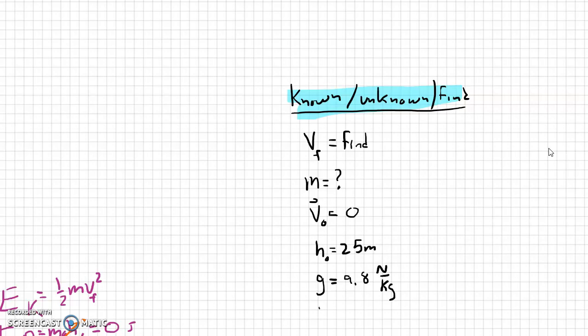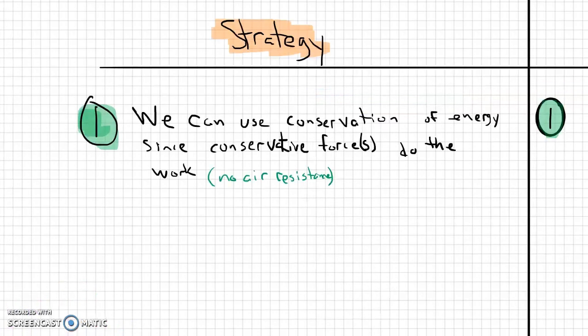So, and then lastly, the final height is 0 meters. So let's put this into a strategy and implement our strategy. Because we are dealing with conservation of energy, and again, the reason this is conservative is because the only force that really acts on this object is the force of gravity. That is a conservative force, so therefore we can use the conservation law.